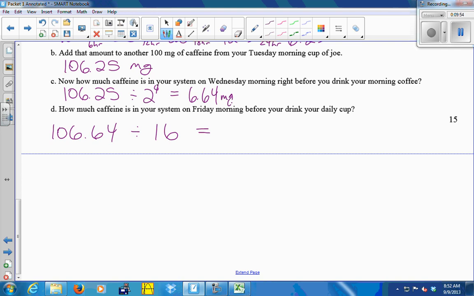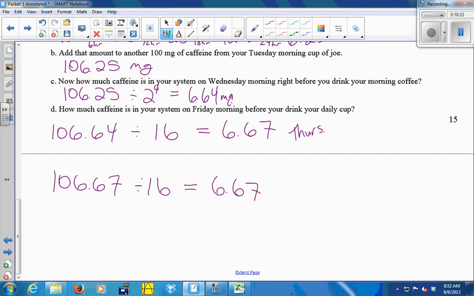Which is what? That's the start of Thursday morning. And then add 100. Okay, so 106.67 divided by 16. Friday morning. And it comes out to 6.67 again. You got 6.67 twice. So this is Thursday, Friday. How other people got this? Yeah. Okay, good. All right.